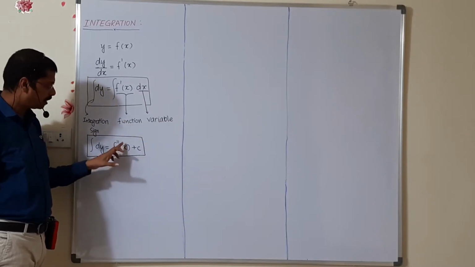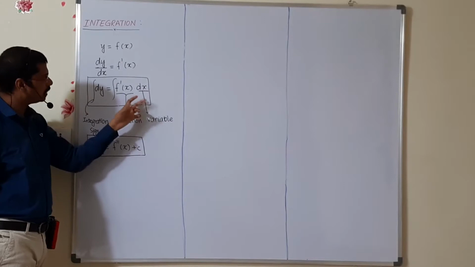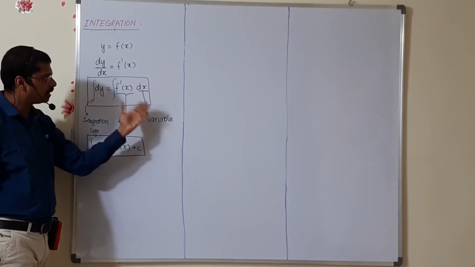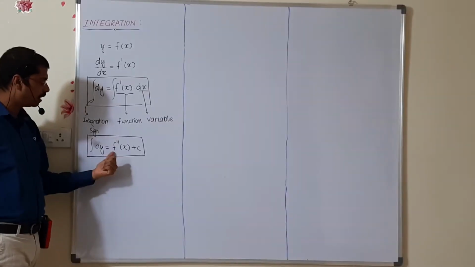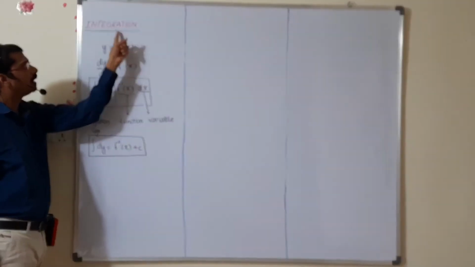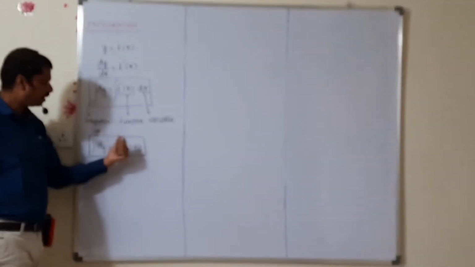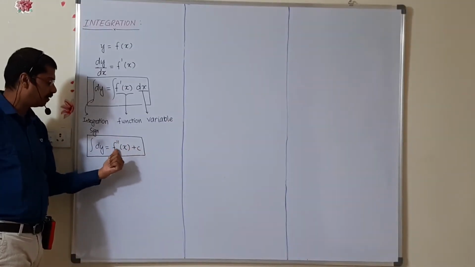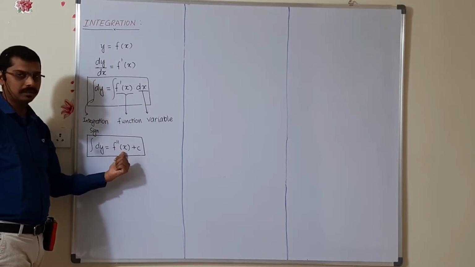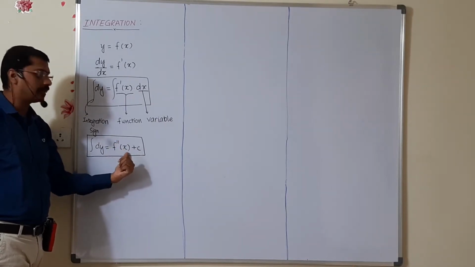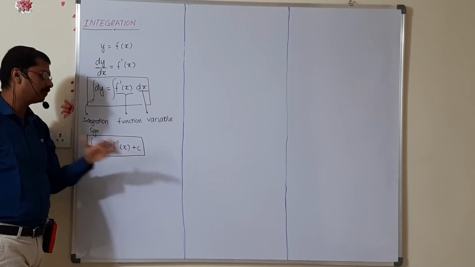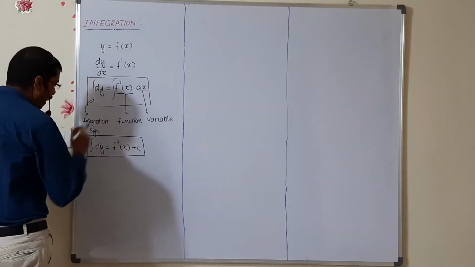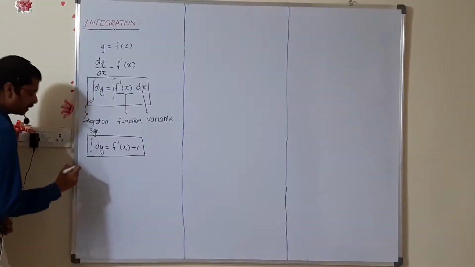Here f double dash means where this function changes with respect to x, it will get a new value. That new value is nothing but the integration value, f double dash of the x function, function of x, we can write. To find all these values, we can take some formulas.